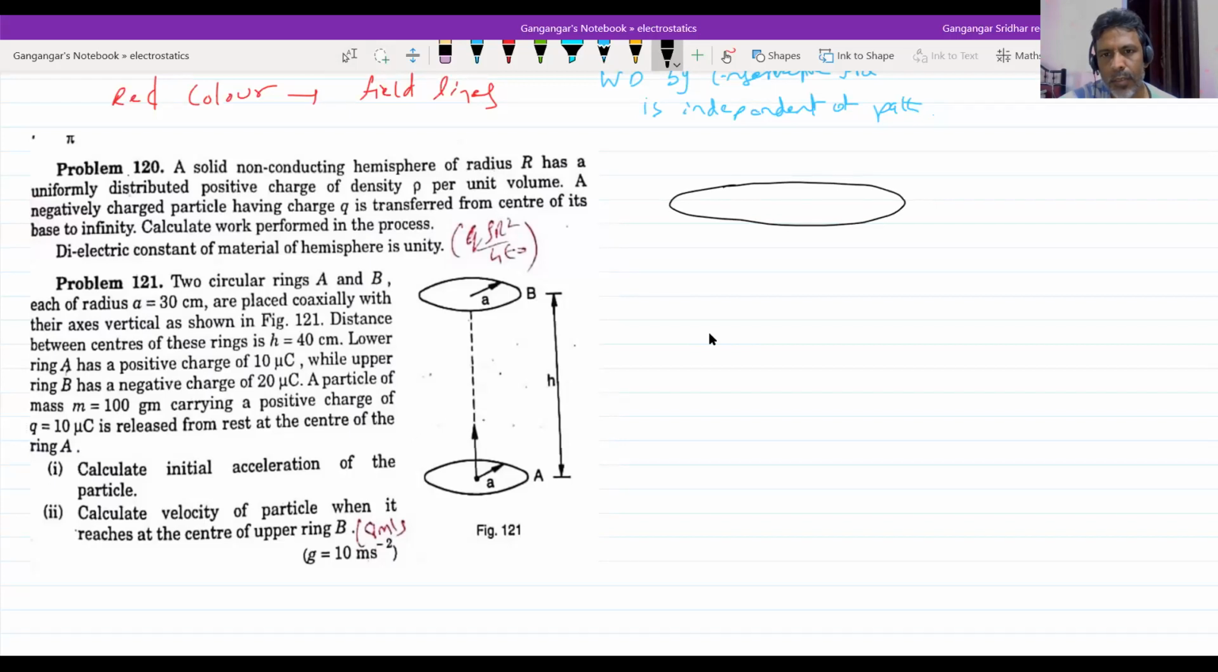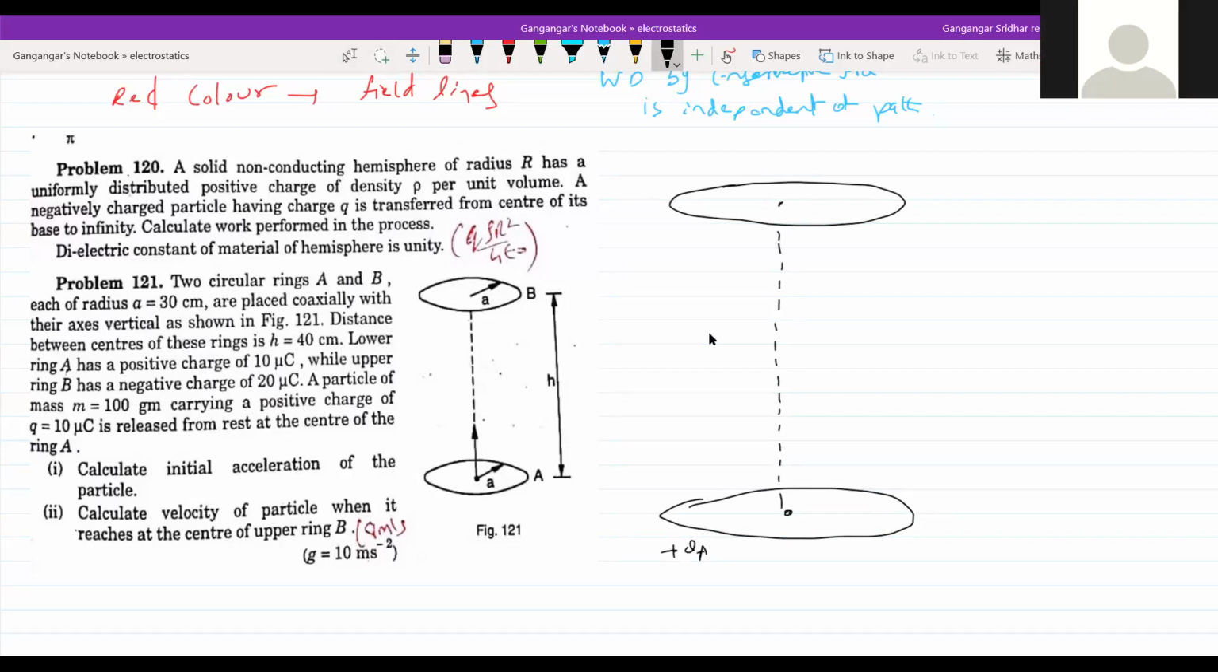These are the two rings, no? So here they ask, what is the charge? A has positive charge, so this is QA, you write it. What about B? Well, B has negative charge, minus QB. And this distance is H.